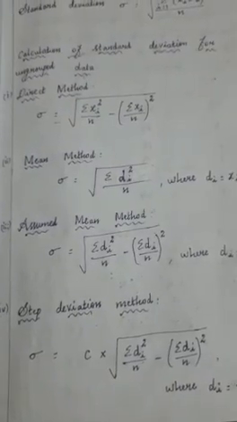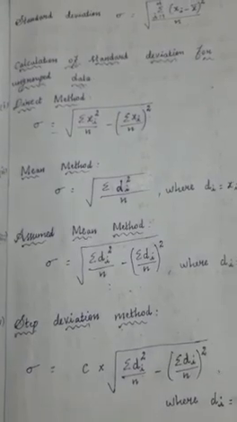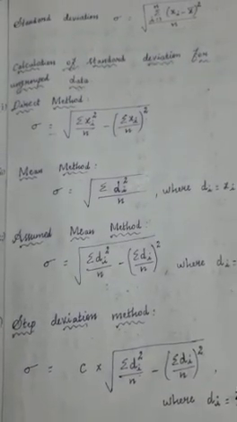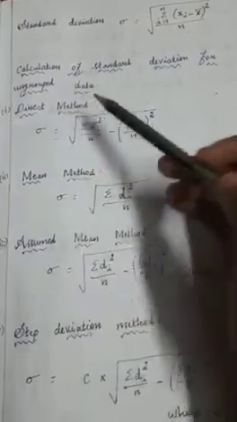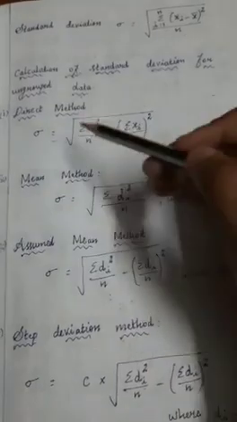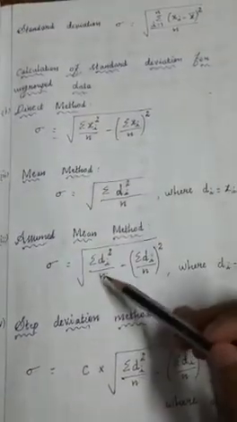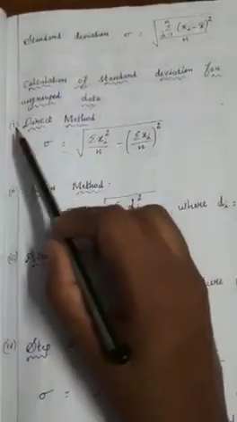Now let us see the calculation of standard deviation for ungrouped data. In this topic we are going to find out the standard deviation. If the given data is ungrouped data, what are the methods we have to use for finding the standard deviation? Any method in the test, whichever method is easy to do, you can use it. The first one is the direct method.